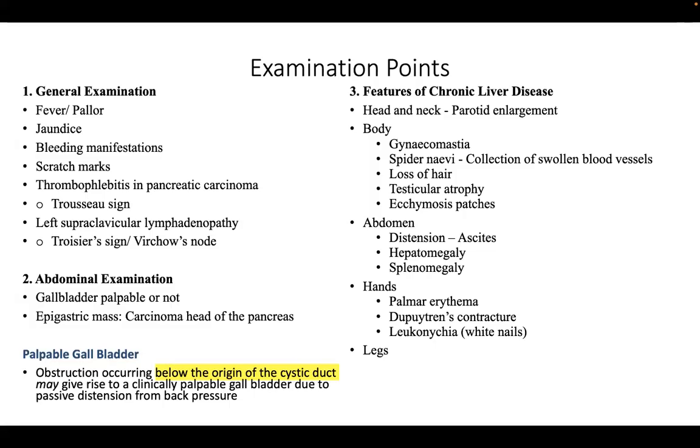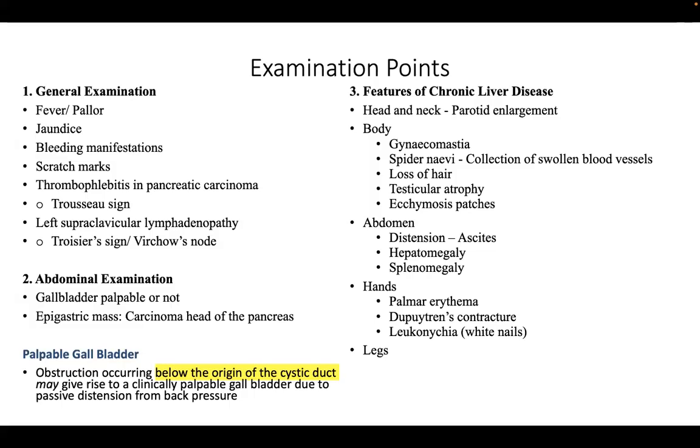When you are doing your long case, in your general examination, you look to see whether the patient has fever, and look for signs of pallor because the patient can have anemia due to a carcinoma. Then jaundice, obviously, you need to check for icterus. You can check for bleeding manifestations, stretch marks due to the pruritus. Thrombophlebitis can be there due to pancreatic carcinoma. And you need to make sure you check for left supraclavicular lymph nodes, or the Virchow's node.